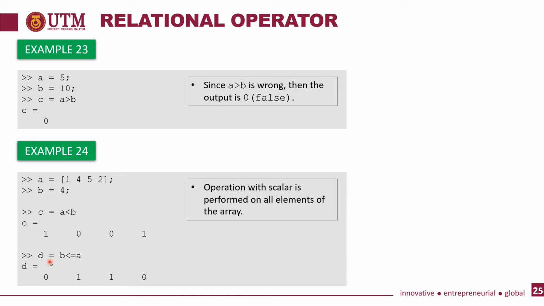Next is statement D. Statement D is B less than or equal to A. Is 4 less than or equal to 1? No, so it will become 0. Is 4 less than or equal to 4? Yes, because 4 equals 4, therefore it will return 1, which is true. Is 4 less than or equal to 5? Yes, 4 is less than 5, so it will return 1. Is 4 less than or equal to 2? No, it is false, so it will return 0 as an indication of a false statement.